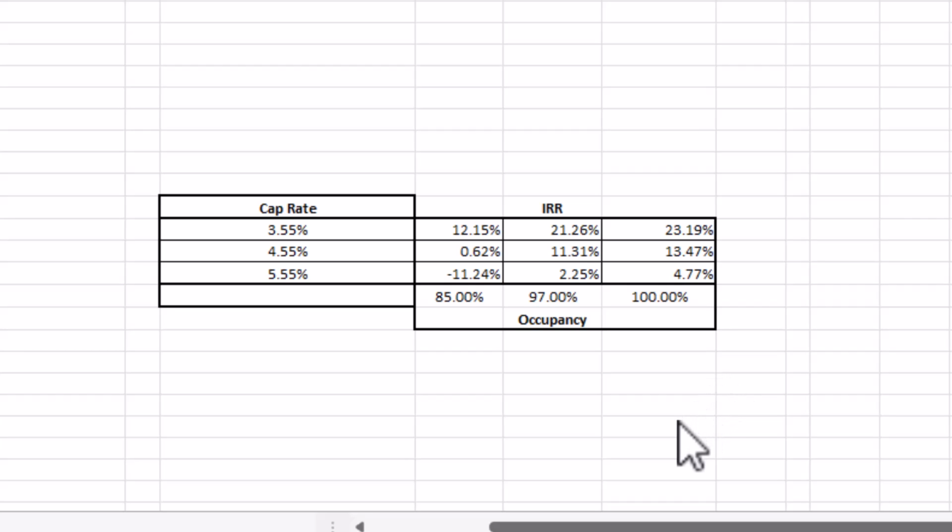Now looking at the worst case scenario, if I change the cap rate at the end of year 5 to 5.55%, then look at the range of the internal rate of return based upon the occupancy levels. It goes from a negative 11.24% up to 4.77% at 100% occupancy. We know that won't occur. The prices go down, the cap rate goes up. Or if occupancy levels drop to just 85%, what? I mean, think about that.